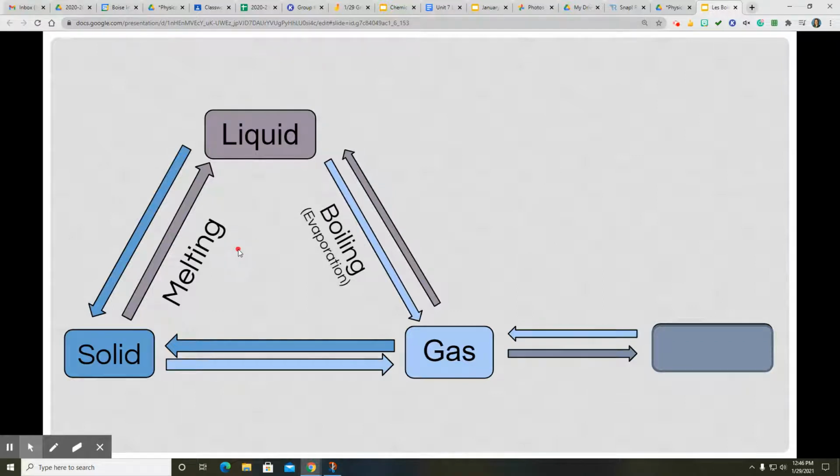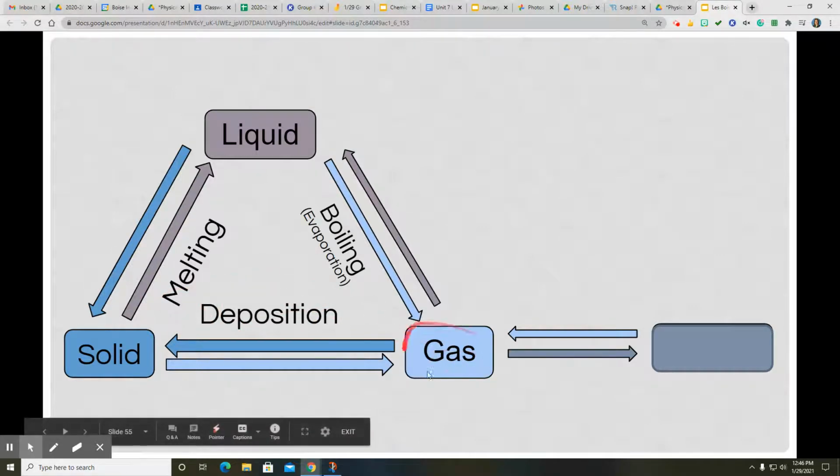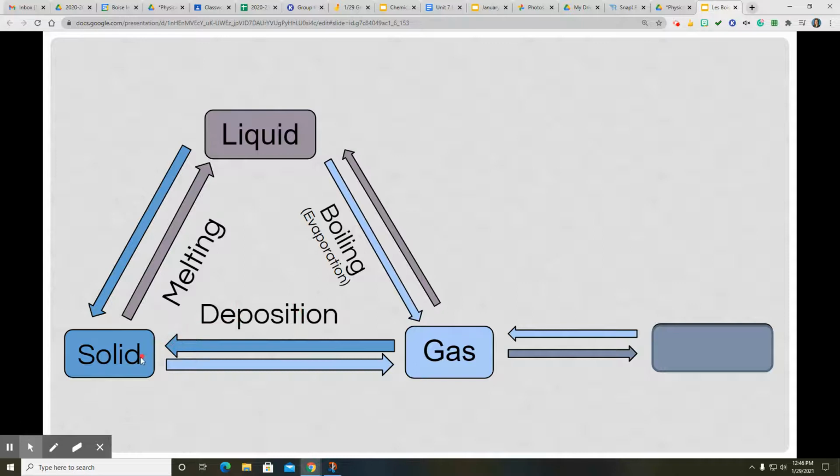From a liquid to a gas, the vocabulary term is boiling. And then from a gas to a solid, the vocabulary term would be deposition. A good example here is anytime you see frost on leaves in the morning time, it is the water vapor in the air freezing into a solid. So directly from a gas to a solid.